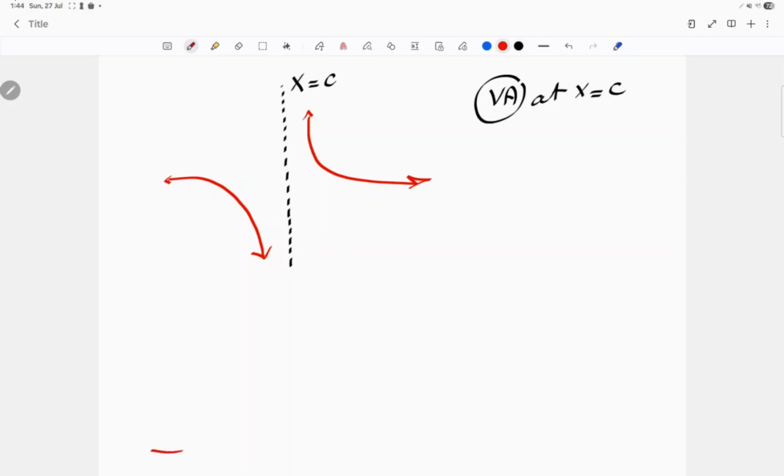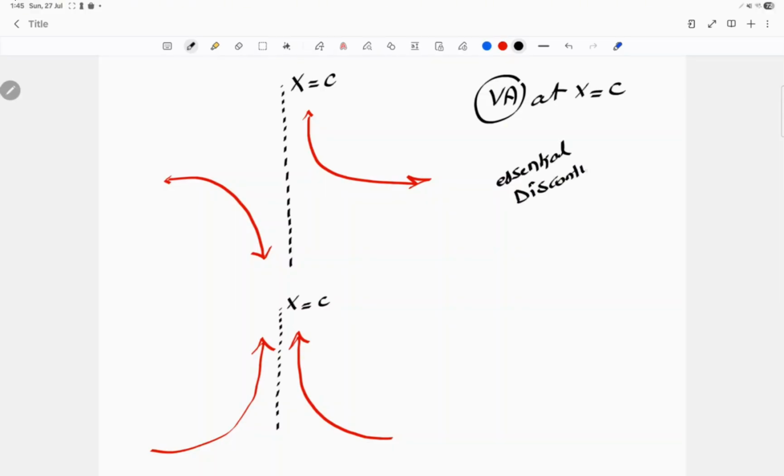How about this one here? This one is going up. This one is going up. Are they physically touching each other? No. They're afraid because there is a separator line in the middle called a vertical asymptote. Having a vertical asymptote is called essential discontinuity. Essential.